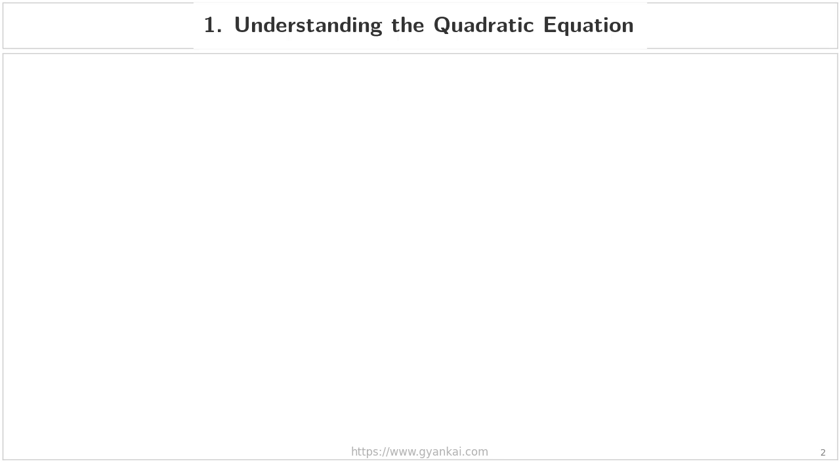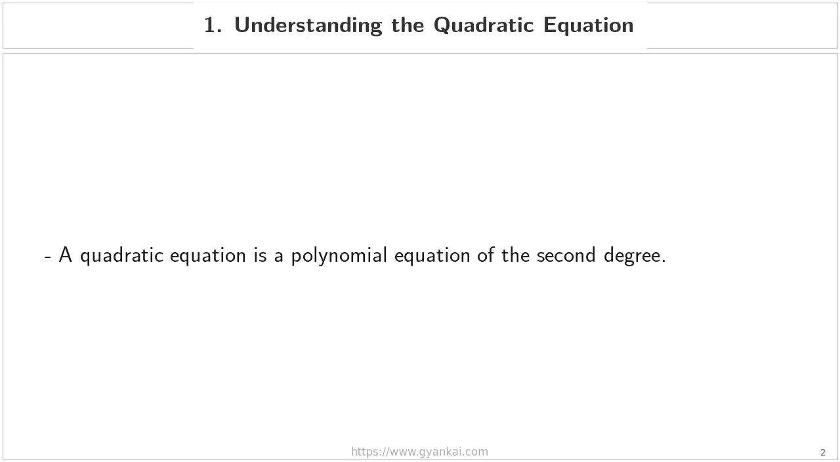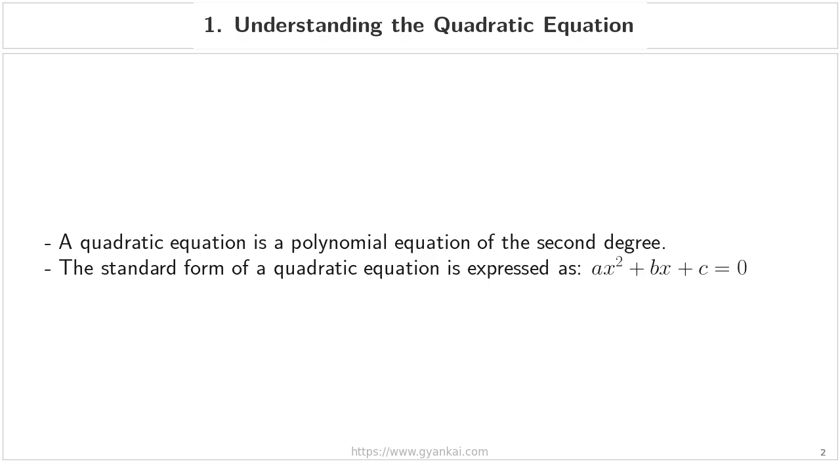1. Understanding the quadratic equation. Now that we've introduced our topic, let's dive into the first step, understanding what a quadratic equation actually is. To start, you should know that a quadratic equation is simply a polynomial equation of the second degree. This second degree part is important because it tells us that the highest power of our variable is 2. To work with these equations easily, we use what we call the standard form. This is expressed as a times x squared plus b times x plus c equals 0.